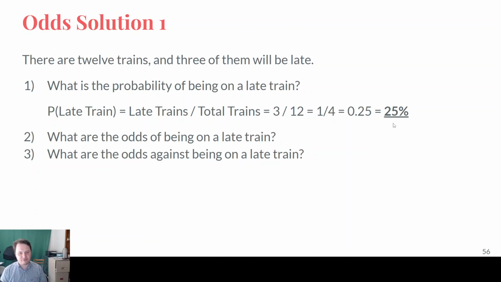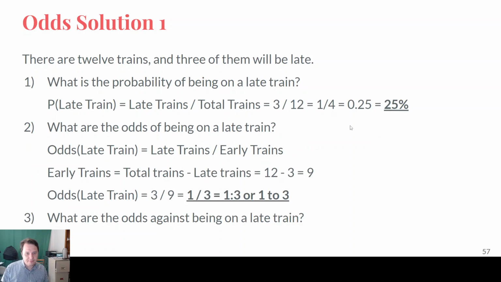What are the odds of being on a late train? Well, the odds are slightly different. For the odds, it's the number of late trains, then the colon, and then the number of trains that are on time. You just subtract the total minus the number of late trains. So if there are 3 trains that are late, there will be 9 that are on time. And so the odds of being on a late train are 3 to 9.